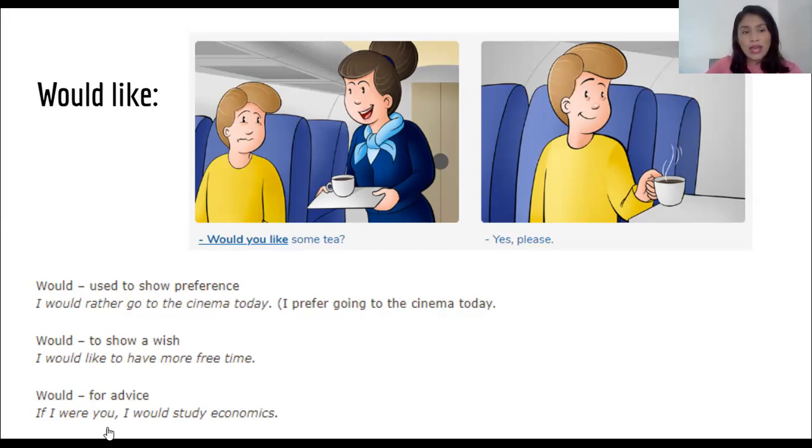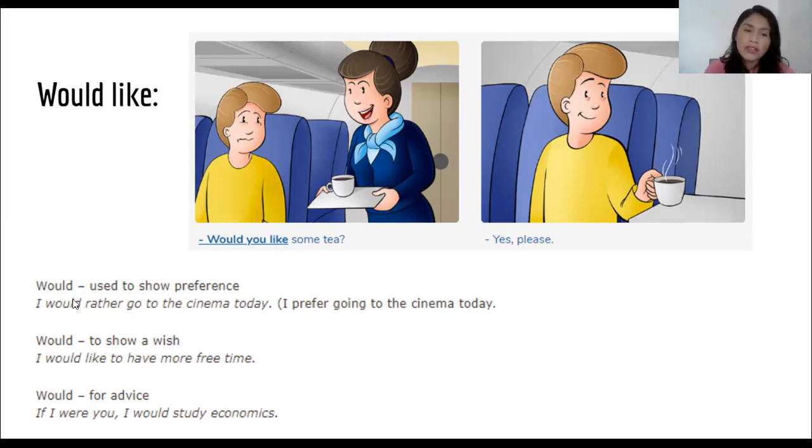When am I gonna use would? I have three different ways here, but we're talking about would like, which means to offer something or to accept something, right? I mean, to offer, you're asking someone else if this person would like something, as in the example, would you like some tea? Or you can use it to express something that you want. For example, if I say I would like to visit Korea, it means that it's something that I want to do.